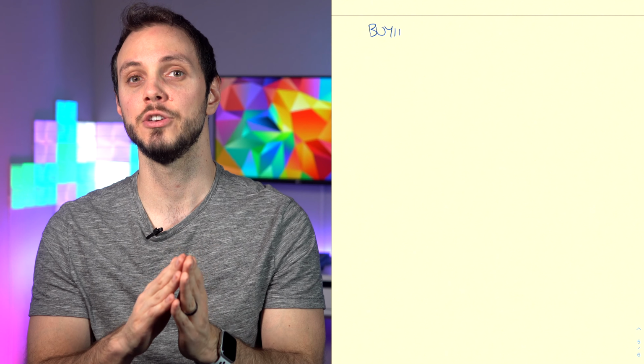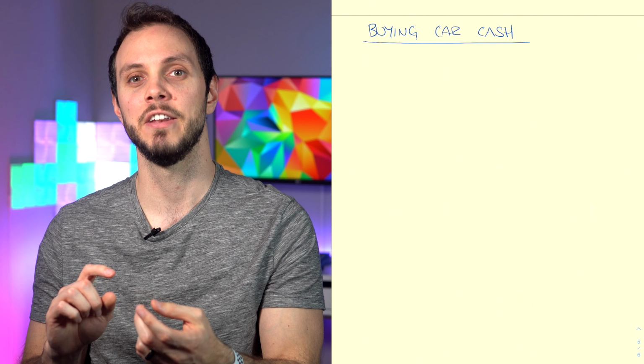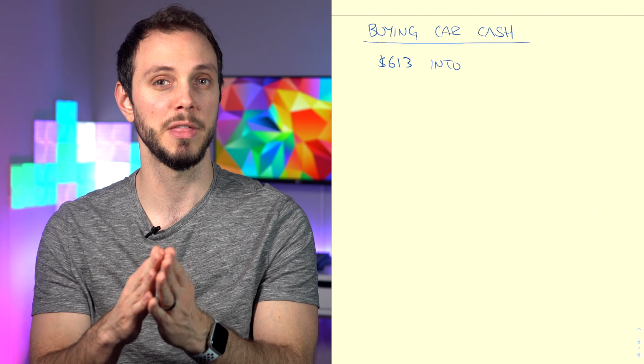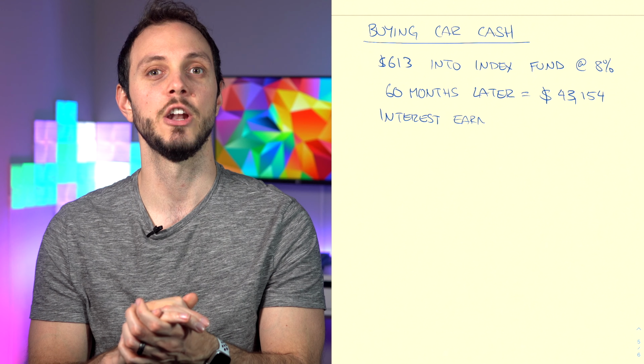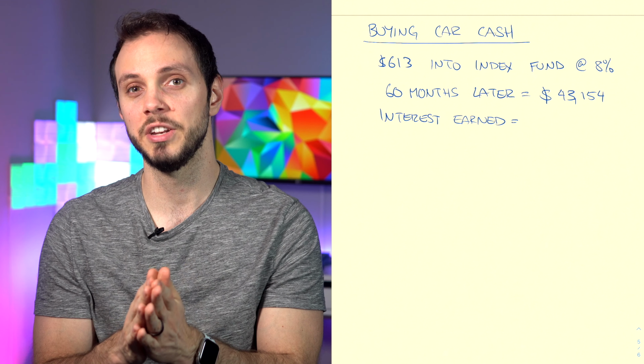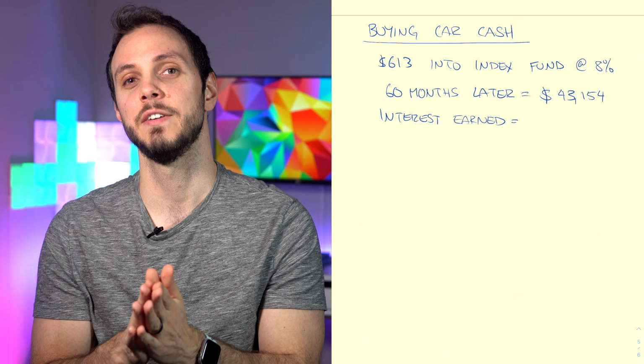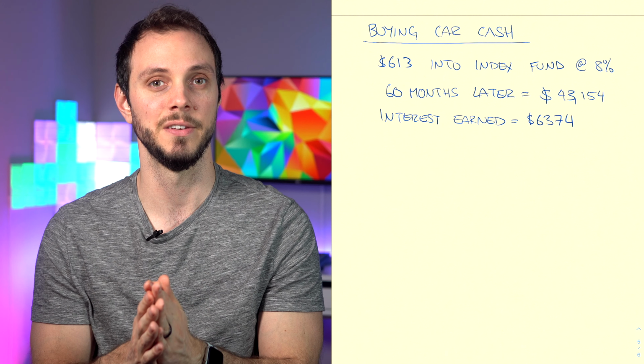So let's compare that to if we bought the car cash and invested what would have been the same monthly payment, $613, into an investment account. After 5 years, we would have an equally paid off vehicle because we paid cash up front and $43,154 in our brokerage account. So the total difference is $8,272 when all is said and done.